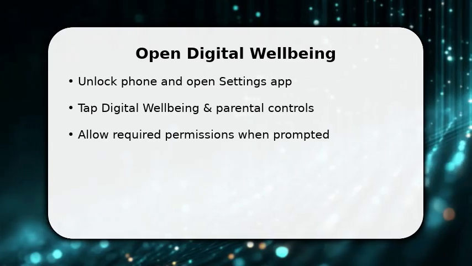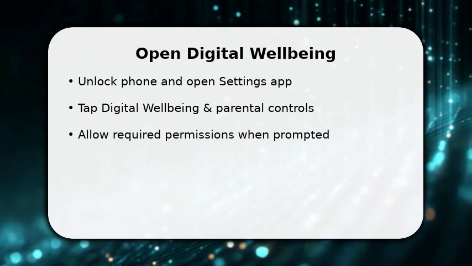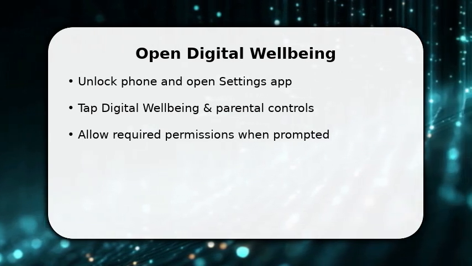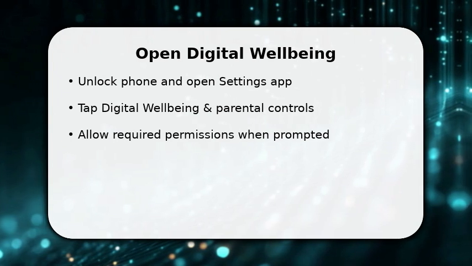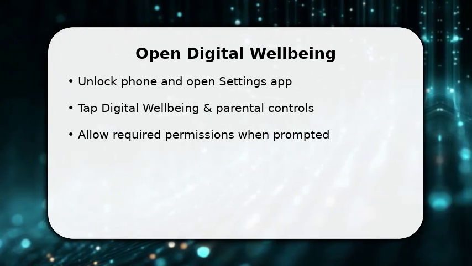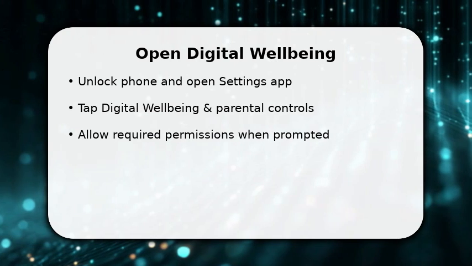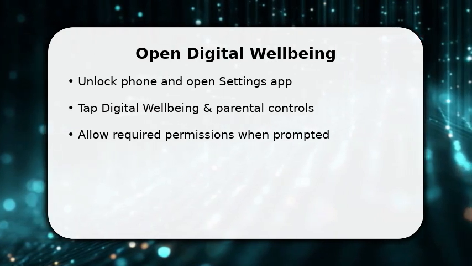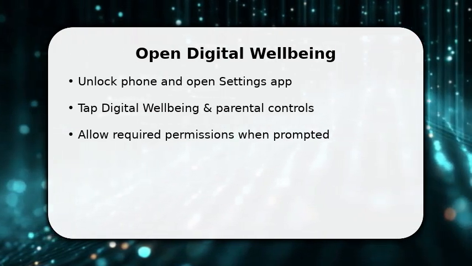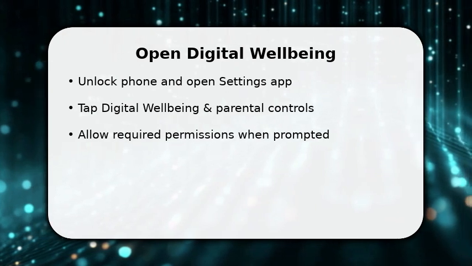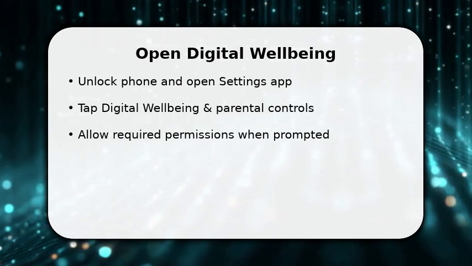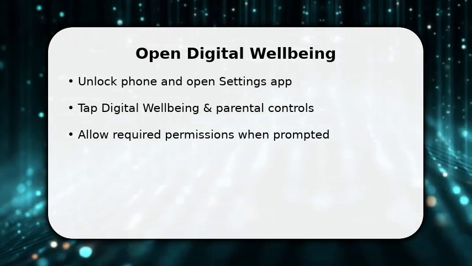You start by going straight to Settings and tapping Digital Wellbeing and Parental Controls. This section collects app activity so you can see true screen time. Once you tap it, grant any requested permissions, otherwise data may be incomplete. Make sure location or usage access is enabled if prompted, because Android aggregates app usage from those services.